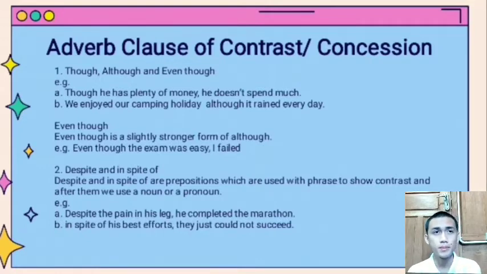Two: despite and in spite of. Despite and in spite of are prepositions which are used to show contrast, and after them we use a noun or a pronoun. Example: Despite the pain in his leg, he completed the marathon. Two: In spite of his best efforts, they just could not succeed.